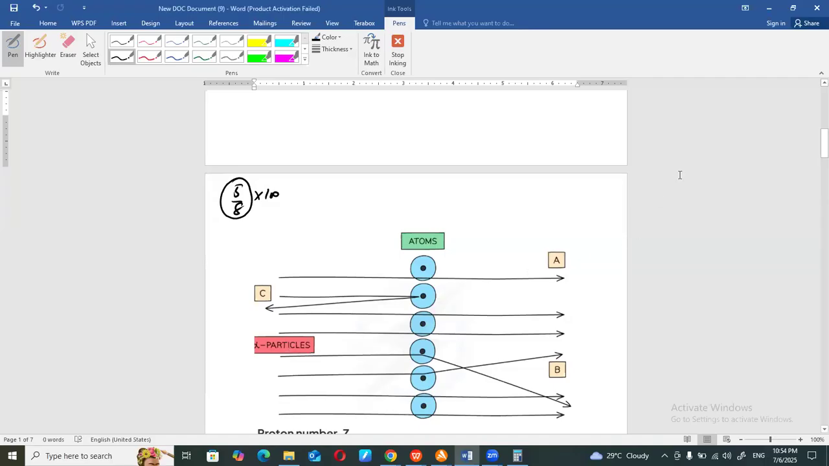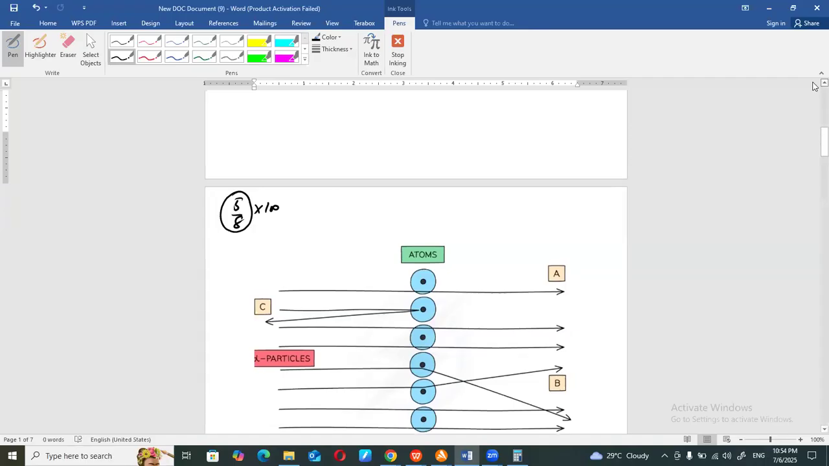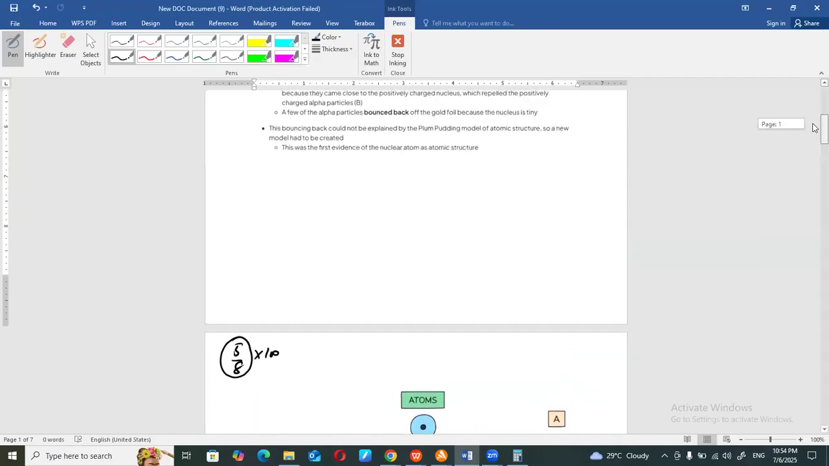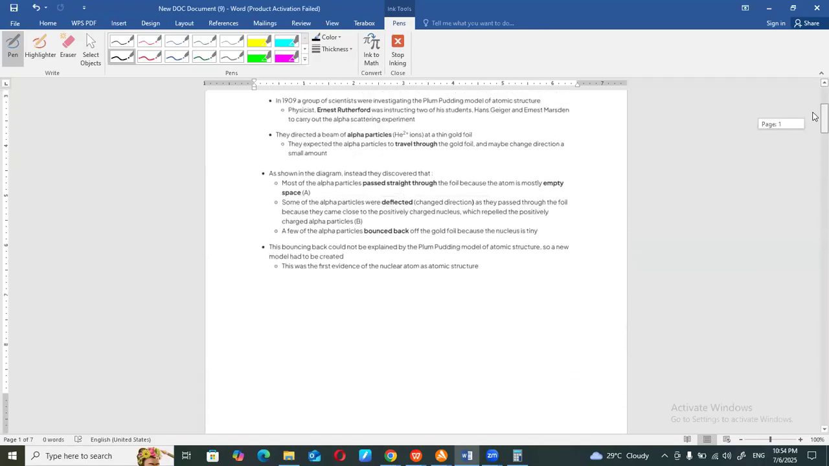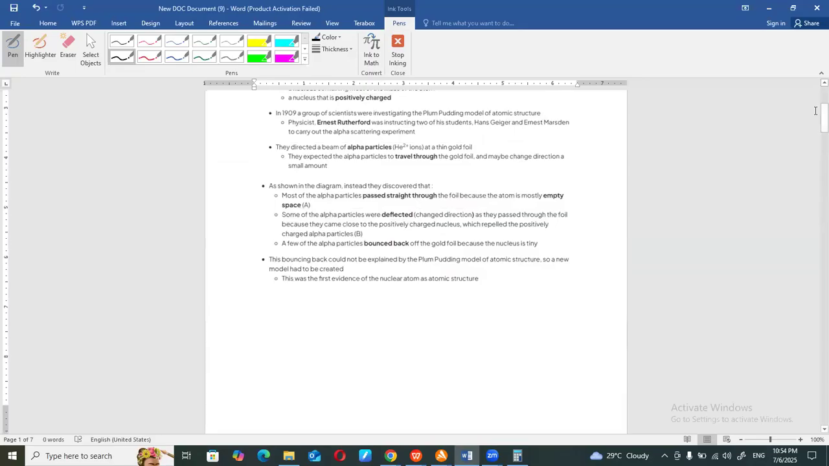Now, these give us some results related to how the protons and electrons are arranged within the atom. The first observation, in which 62% of the alpha particles go straight, means that most of the alpha particles pass straight through the foil because the atom is mostly empty space. Like if you have an atom, mostly it's hollow.